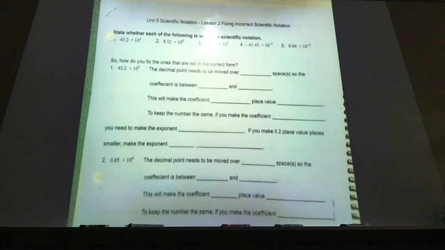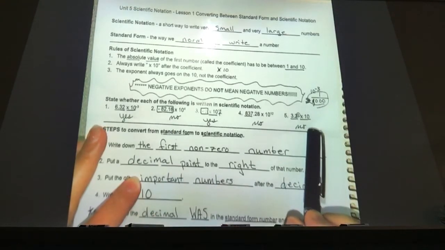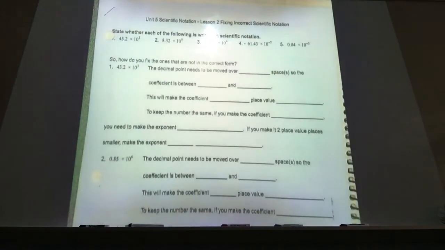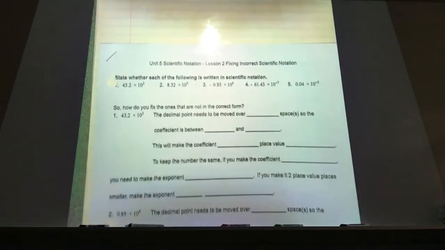On to lesson 2 in scientific notation. If you remember, in lesson 1, we looked at these and we decided whether or not they were in proper scientific notation or not. And we had a few that weren't. Well, we're going to look at that again today. So if we look at these, try to pull them out of the glare a little bit.